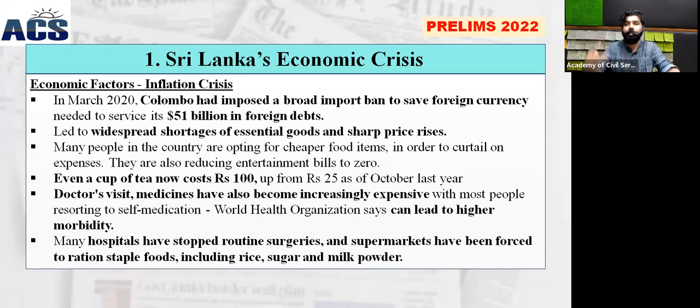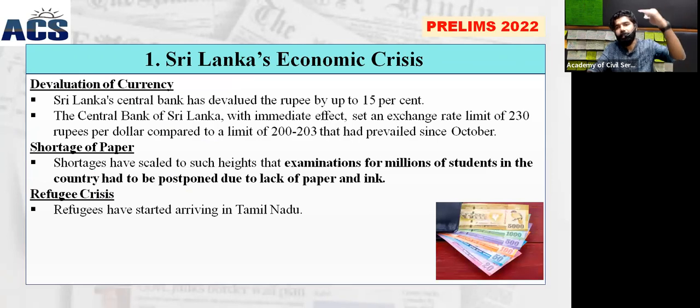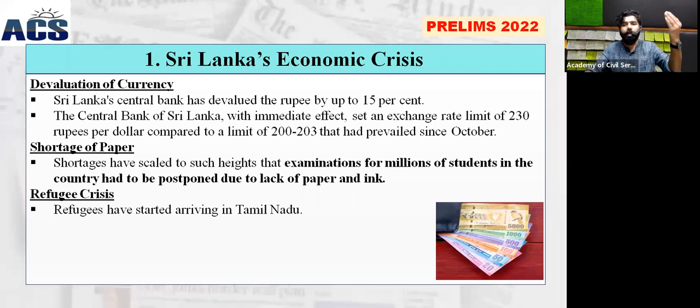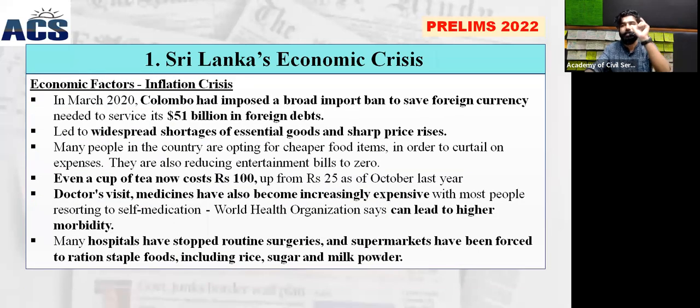Again, the concept of inflation comes in here. Colombo on March 20th imposed a broad import ban to save foreign currency, and there is widespread shortage of essential goods and a sharp rise in the price of rice. That means the value of the Sri Lankan currency is diminishing now. In order to purchase a tea, that means a chai, in Sri Lanka, it will cost around 100 rupees. In October last year, it was just 25 rupees, because of the diminishing value of the Sri Lankan currency.